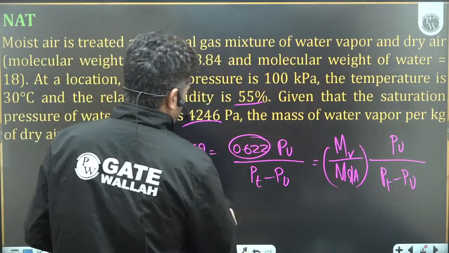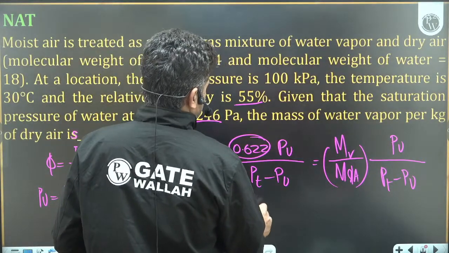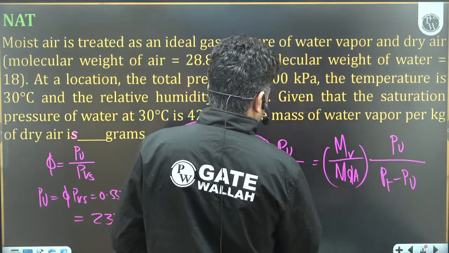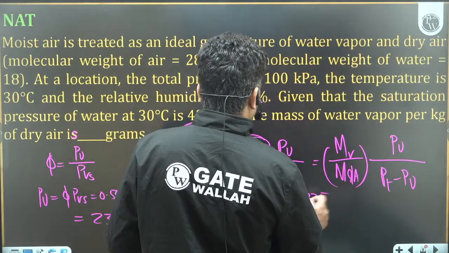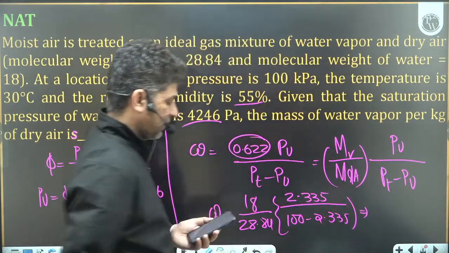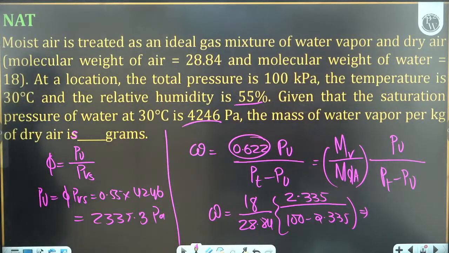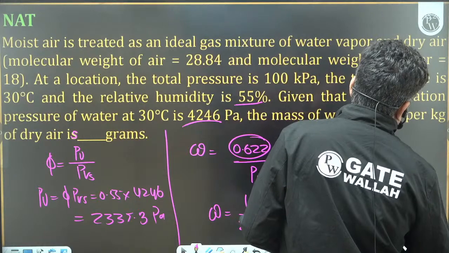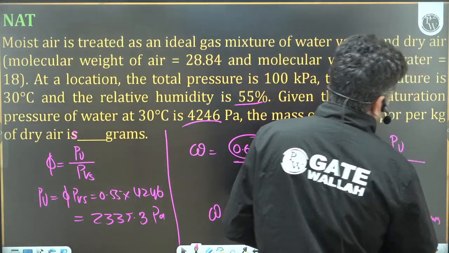Okay, and now you can put the other values. So omega will be equal to mv, which is given as 18 divided by 28.84, multiplied by 2.335 divided by 100 minus 2.335. So 18 divided by 28.84 is 0.624, multiplied by 2.335 divided by 100 minus 2.335. So this will come out to be 14.92 grams per kg.